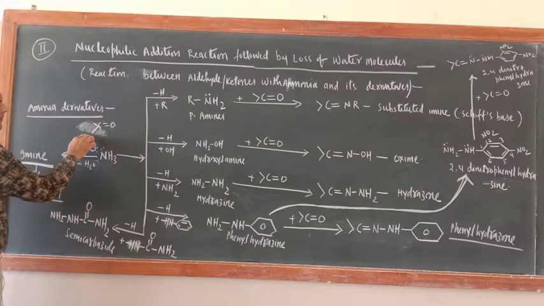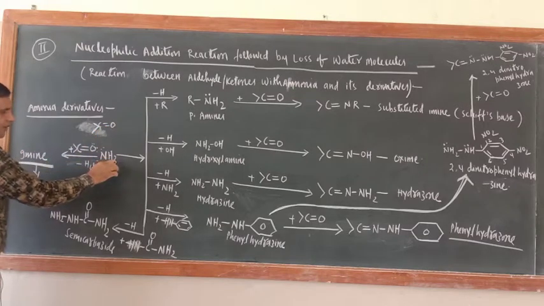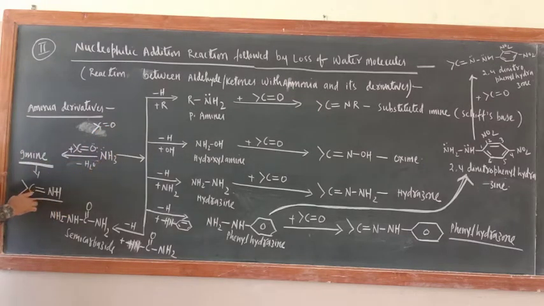Here CH3 may be there, H may be there, or both CH3 may be there. So the O of this one and H2 of ammonia will go. So what is left here in this product? C double bond NH, and this is known as imine. Now don't worry, I will write the full reaction.